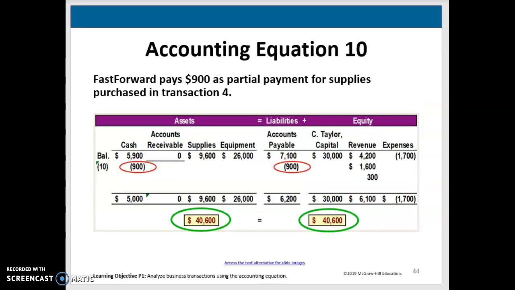All right, for our next one, we are paying $900 as partial payment for the supplies we purchased in transaction 4. So we're paying $900 on this accounts payable. Cash is going down and the amount we owe is also going down. We'll continue in the next video.